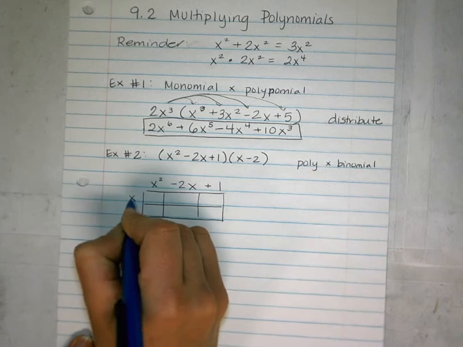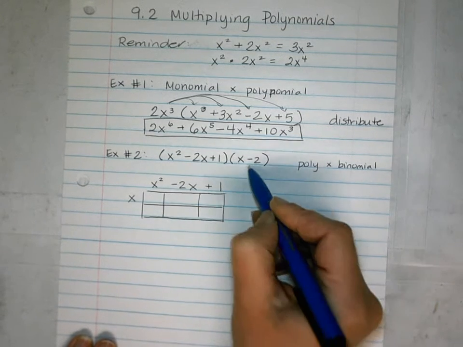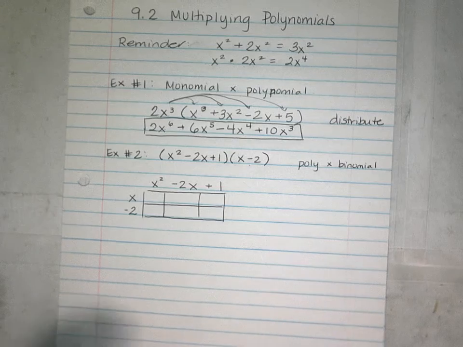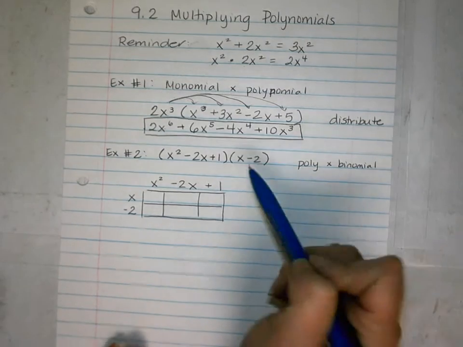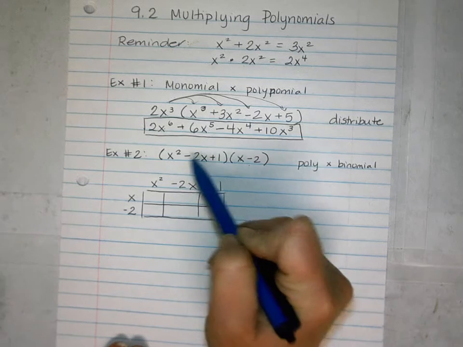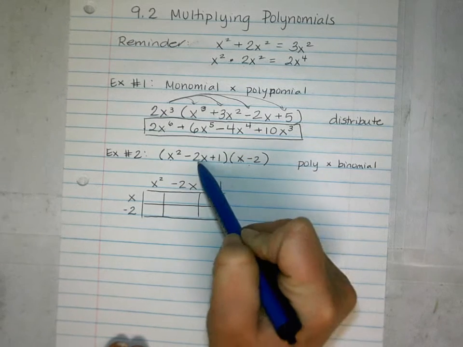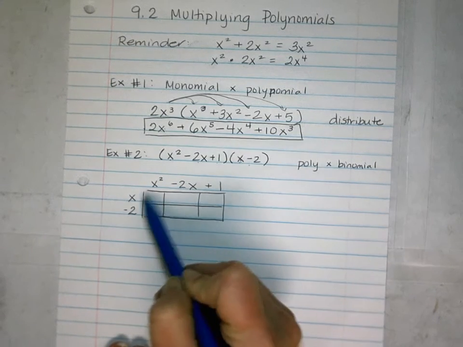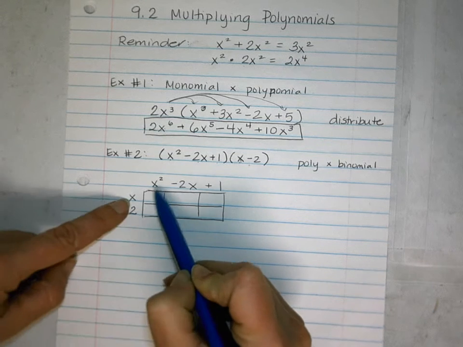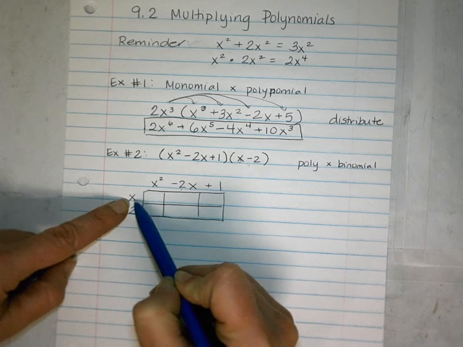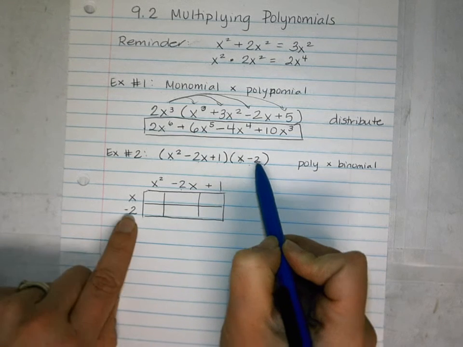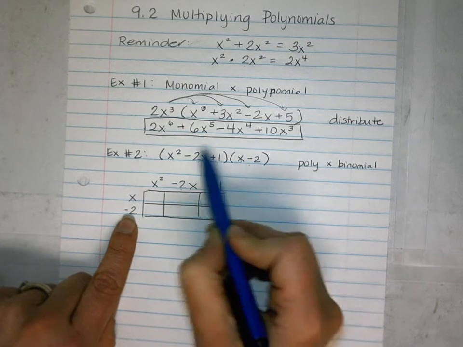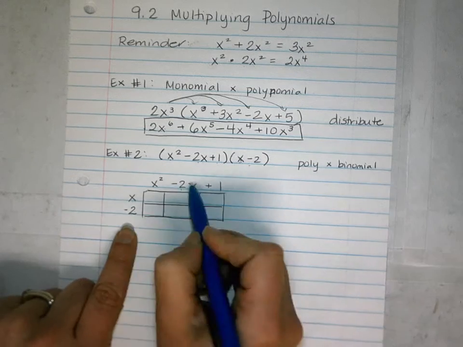And I put my x from this part of the binomial and the negative 2 here. What we're ultimately going to be doing is distributing. We're going to distribute this x times the x squared, the x times the negative 2x, and the x times the 1. That's what we're going to do in these boxes. So we're distributing that x, and then we're going to multiply this negative 2 times this trinomial.